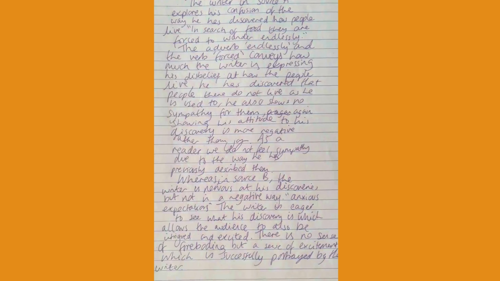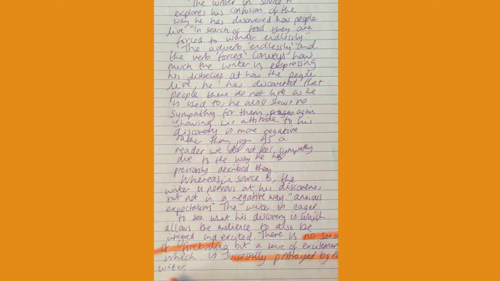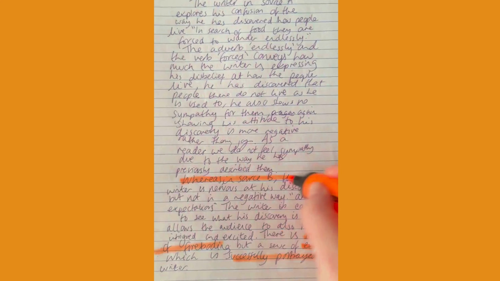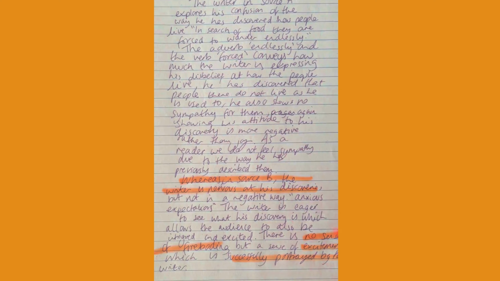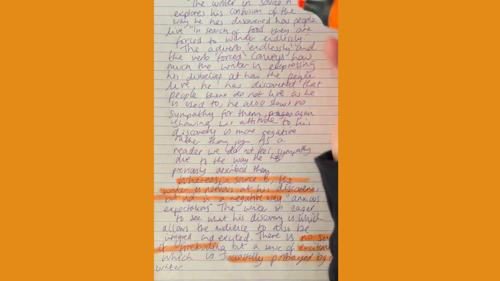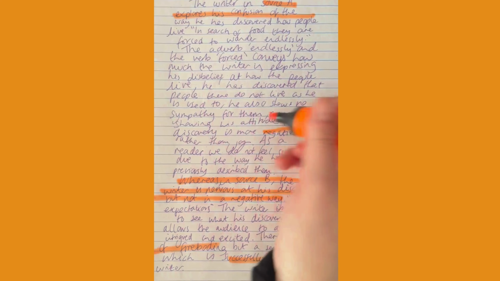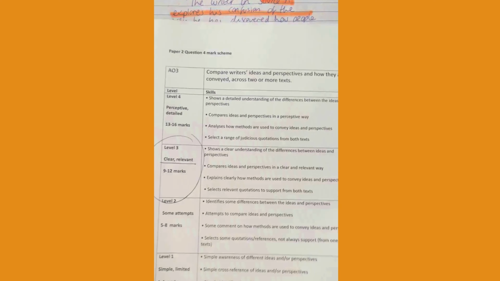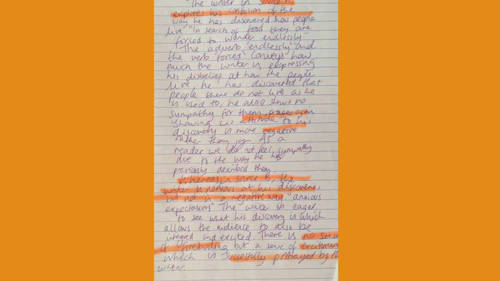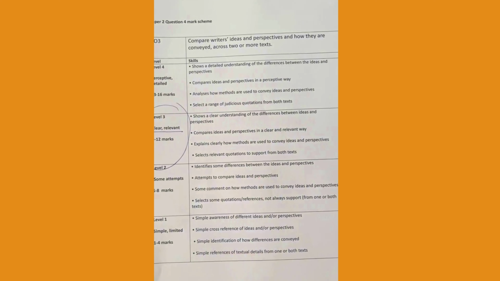Let's have a look at our mark scheme. So, have we shown a clear understanding of the differences between ideas and perspectives? Yes, we have, because we've talked about how there's no sense of foreboding, successfully portrayed with excitement. We've talked about whereas the writer in source B is nervous at his discoveries, but not in a negative way. We've also talked about the idea of the thought of source A, where he's confused, he's quite negative, he's got a negative attitude. So we have done that. Compares ideas and perspectives in a clear and relevant way. That is clear and relevant. We've referred to the question, we've been really clear about our response, and we've compared the ideas.